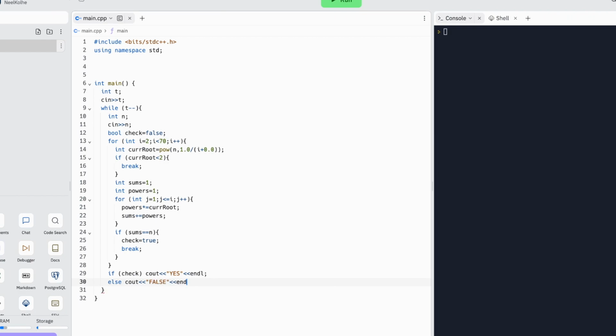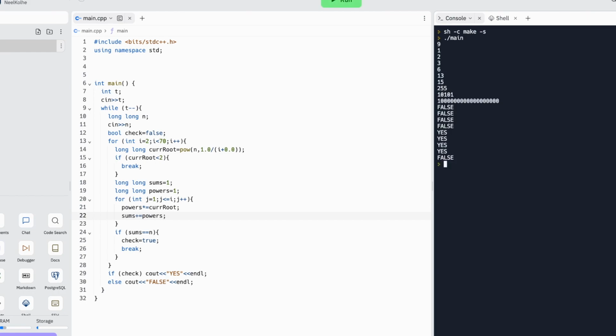Now we also have to make all these integers longs, because we're dealing with numbers on the scale of 10 to the 18th power, which is much larger than something on the scale of 10 to the 9th, which can be fit into a normal integer.